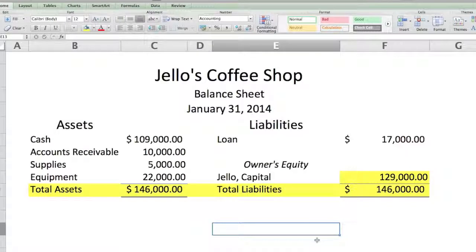Well, that's it, guys. That's our third statement, financial statement, the balance sheet. This wraps up all of our financial statements. Next week, we're going to do T accounts.